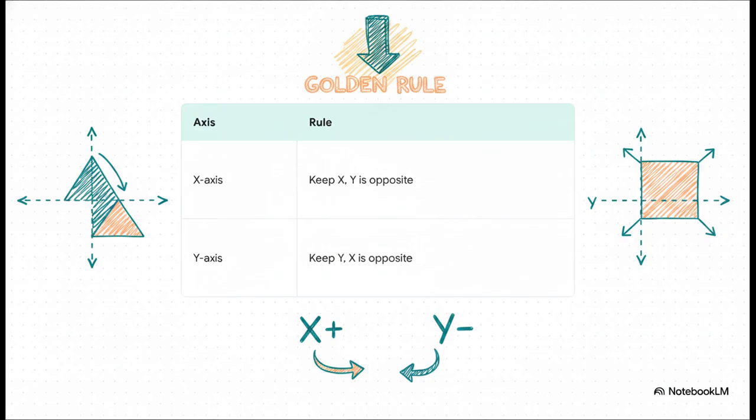Whichever axis you reflect across, you keep that specific coordinate exactly the same. The other coordinate, that one flips to its opposite integer. It's elegantly simple, really. Reflect over x, keep x, flip y. Reflect over y, keep y, flip x.